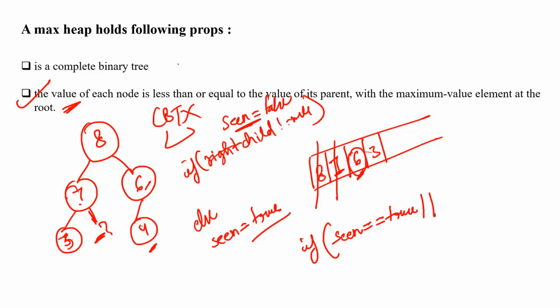So that is not a complete binary tree. So as you can see that this 6 has the left child. So we're gonna check if seen equal true, right? So yes, it is true. Although it is satisfying one of the conditions, that 4 is lesser than that of parent, but you can see it is not satisfying the condition of being a complete binary tree. So what we're gonna do is, in that case, we're gonna return false.